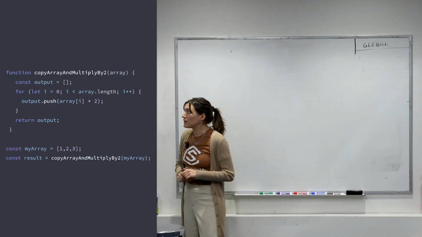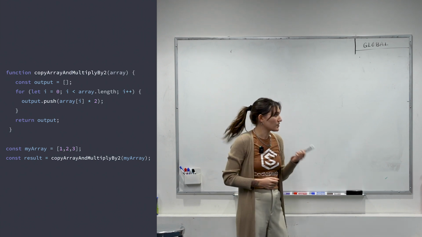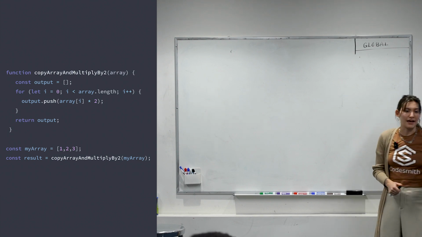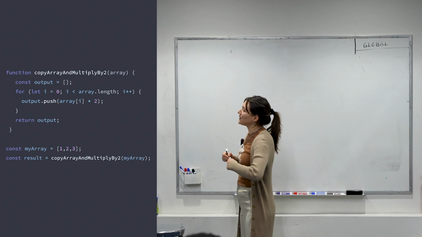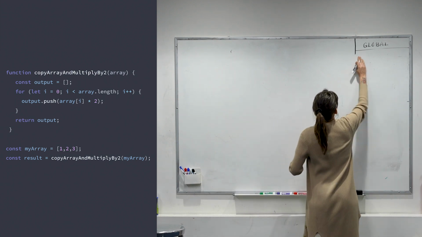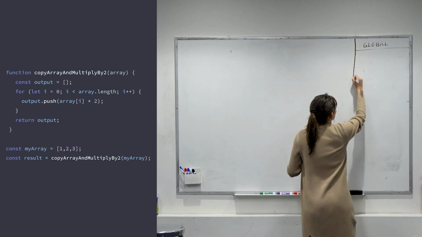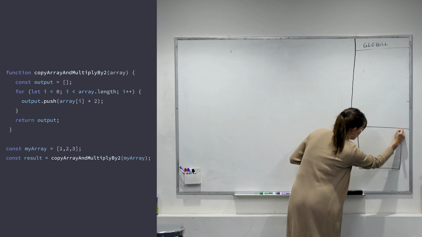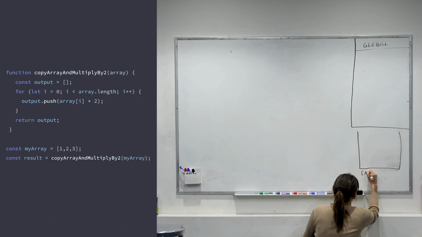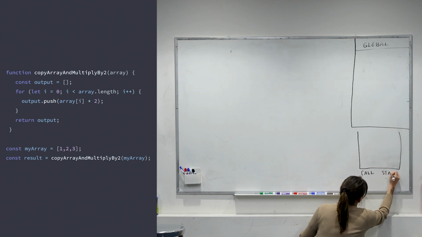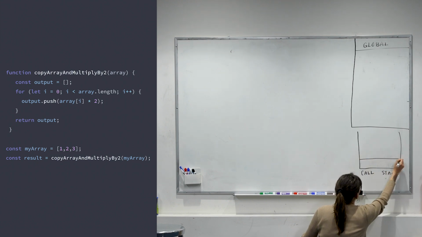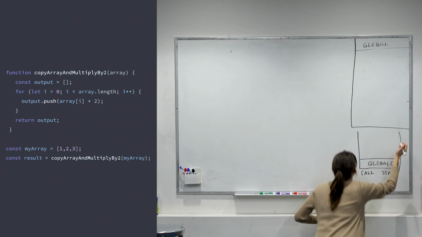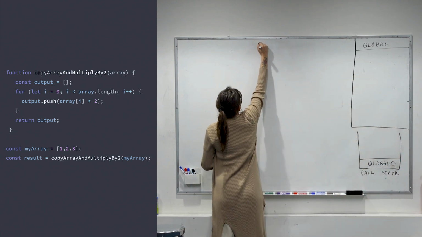All right, so we have up here a function, copyArrayAndMultiplyBy2. And this function does pretty much exactly what it says it does. It copies an array and multiplies every element in it by 2. So we're going to diagram through this. I'll get us set up. Let's do our global memory over here. I'll give us a call stack over here. And we'll put our global execution context right here.